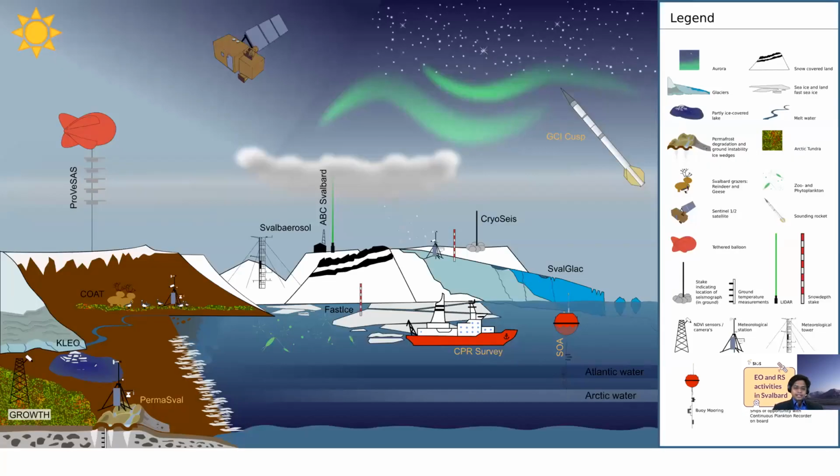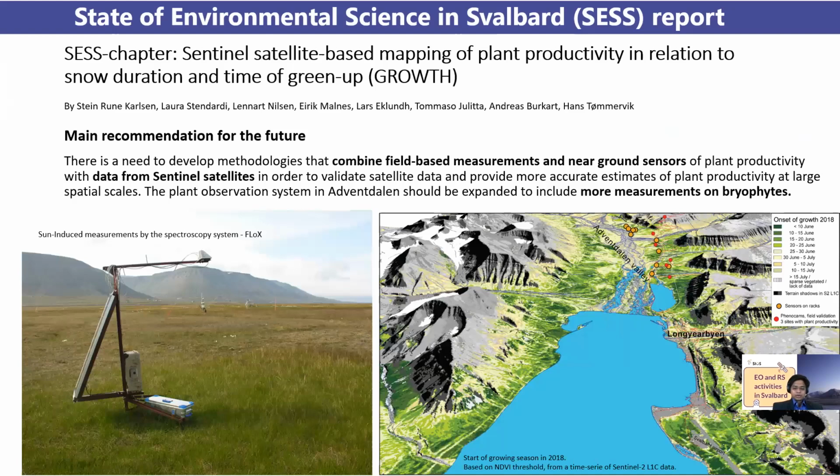Here you can see all the chapters from the SESS report, from the past 2 reports, which cover from the deep ocean to the upper atmosphere using both remote sensing and in situ datasets. And some of these chapters also focus on the in situ datasets from Svalbard, and also compare them with the satellite datasets or the Earth observation datasets. This is one of those examples where the satellite measurements of the plant productivity have been compared with the in situ datasets collected on the ground.